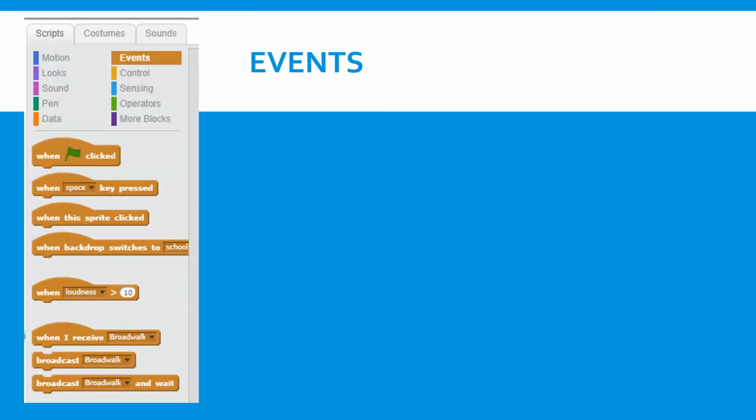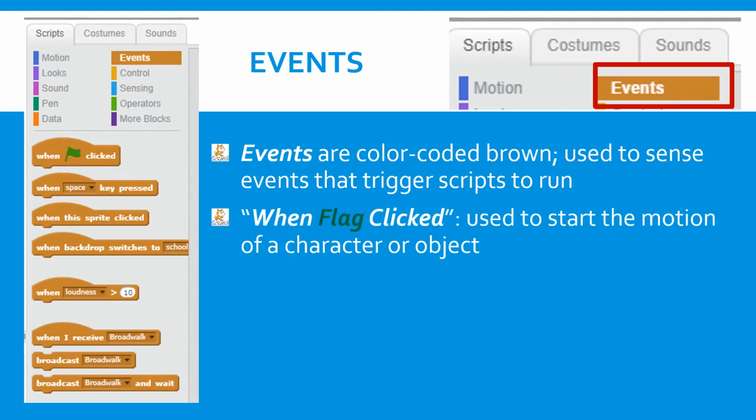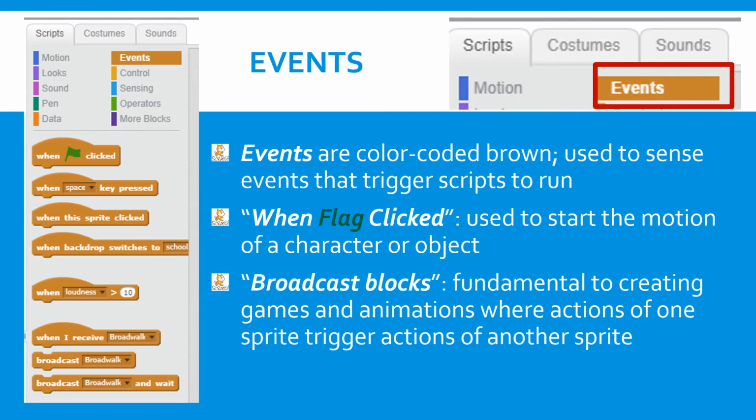The events handler. This is probably one of the most commonly used ones. The events are color-coded brown. They're used to sense events that trigger scripts to run. When clicked is probably the most common one used to start. It usually starts the motion of a character or object, but you can also use any of the other ones that are listed to actually start motion of your character. The broadcast blocks are fundamental to creating games and animation where actions of one sprite trigger actions of another sprite.